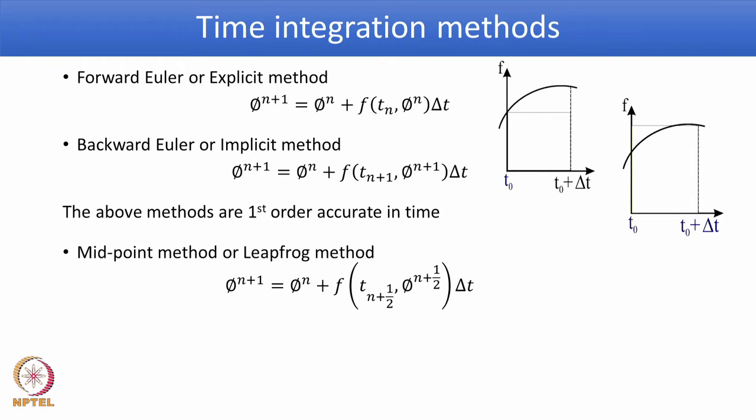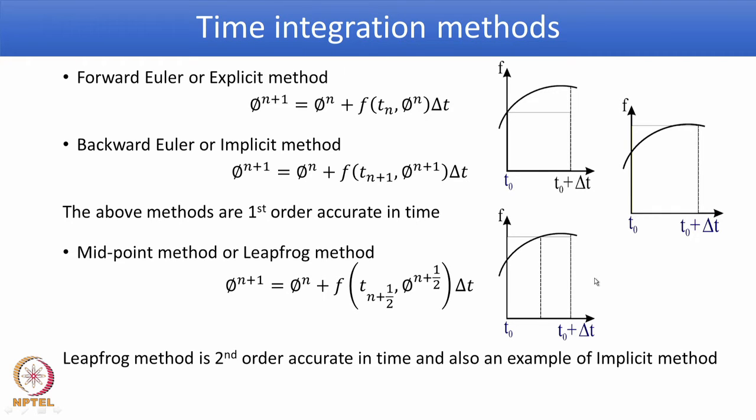There is another procedure, known as the midpoint method, also called the leapfrog method, where you evaluate the function at a half time level between the previous time level and the current time level, given here as n plus half, and graphically it is shown here. So, the value at n plus half is in the middle, and phi at n plus 1 is computed using phi at n plus half. With the leapfrog method, you are able to increase the order of accuracy from first order to second order accurate, and it is also an implicit method.